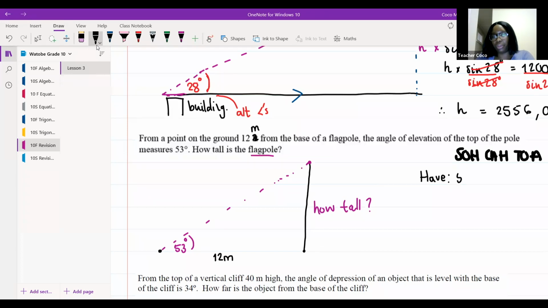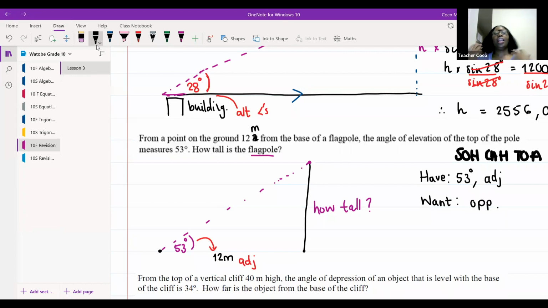Good, Mohammed. We've got 53 degrees, and in relation to our angle we've got the adjacent side, the side right next to my angle. This one is my adjacent side. Okay, good. So I've got my 53 degrees and my adjacent. What do I want? That's it. Good, we want the opposite side. Okay, good. There we go.